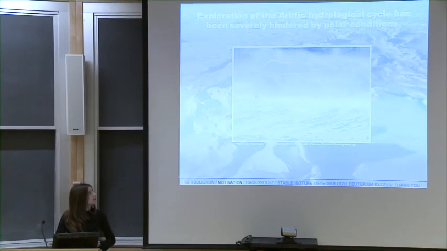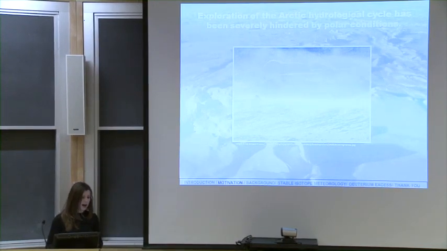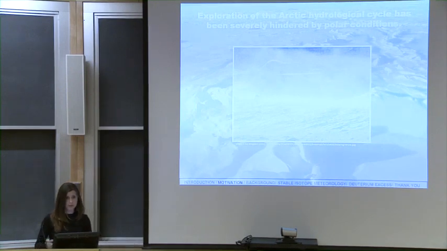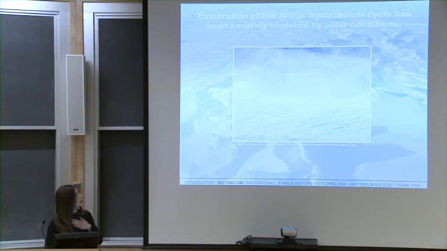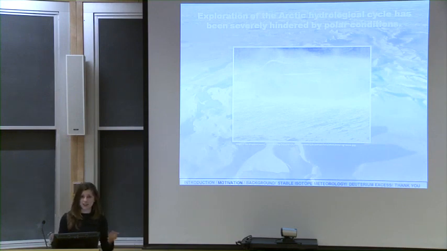So if you think about water and the hydrological cycle, at the end of the day, global warming can be thought of as changes in the global hydrological cycle because the water transports energy as latent heat. So in the idea of a global water cycle, water from the tropics transports heat from the tropics to the Arctic. Now, unfortunately, it's difficult to study the Arctic hydrological cycle for a variety of logistical reasons, generally polar conditions. Windblown snow makes it really difficult to constrain falling precip.